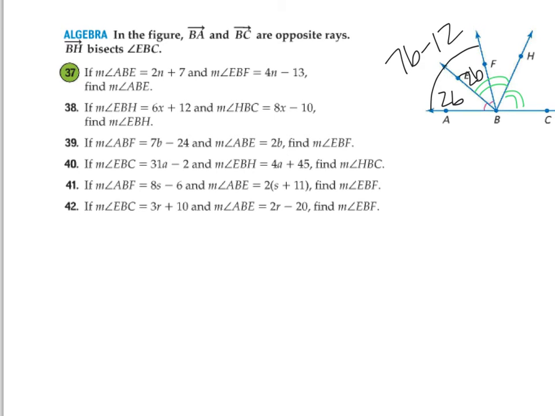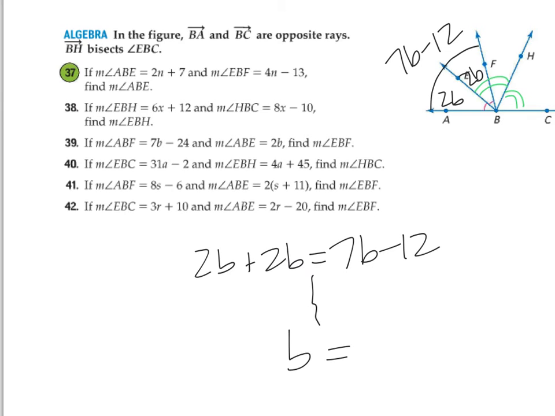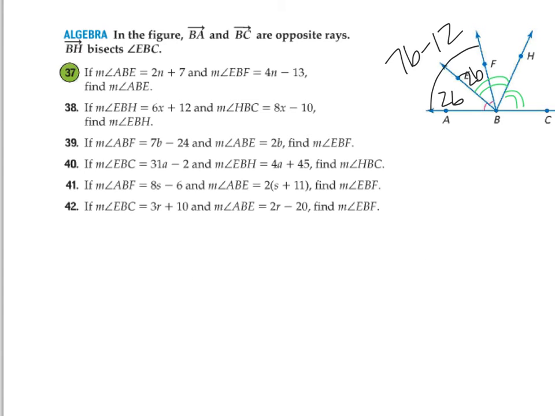Okay, so now to find out what b is, we need to write an equation. Well, this angle, this FBA that measures 7b minus 12, is the sum of its parts. So all we're going to do is just add 2b plus 2b and set that equal to 7b minus 12. So it would look like this: 2b plus 2b is equal to 7b minus 12. You would solve that equation for b, and then don't forget to plug your solution back in to answer the question for number 39.